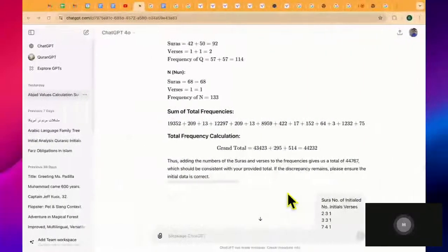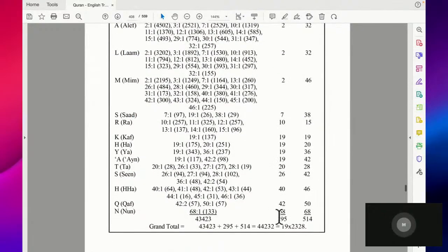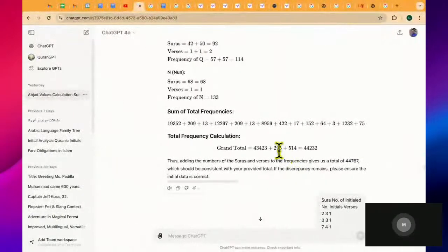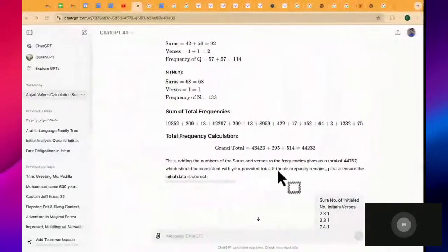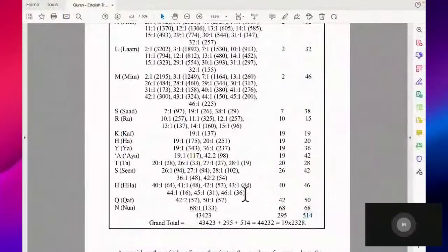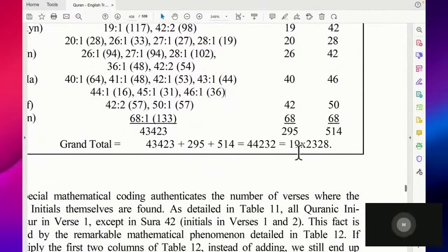So ChatGPT did the calculations for us. For the third column, the first surah where the initial letters occurred, the summative total is 295, and we have it over here, 295. And then for the last column, the summative total is 514, and we have it over here, 514. The grand total of all three columns is 44,232, and we have it over here, 44,232. And interestingly enough, 44,232 is a multiple of 19: it is 19 times 2,328.